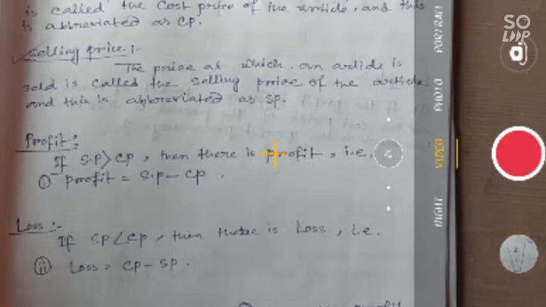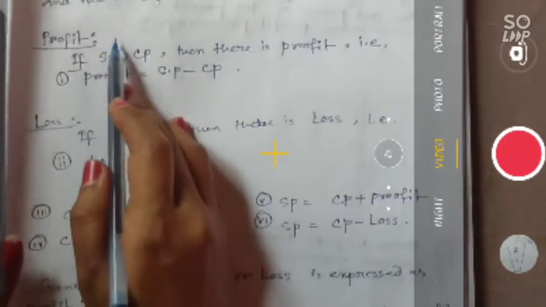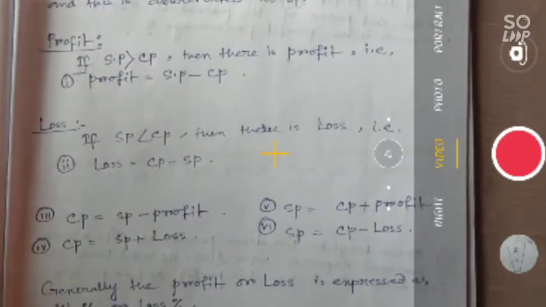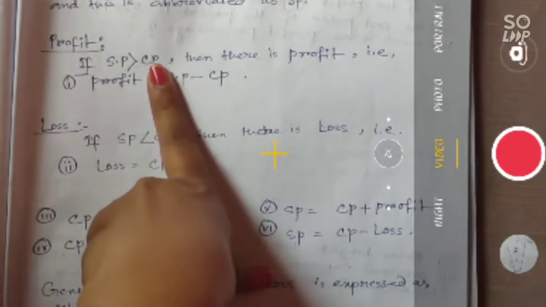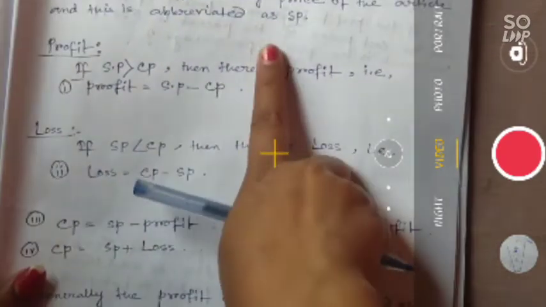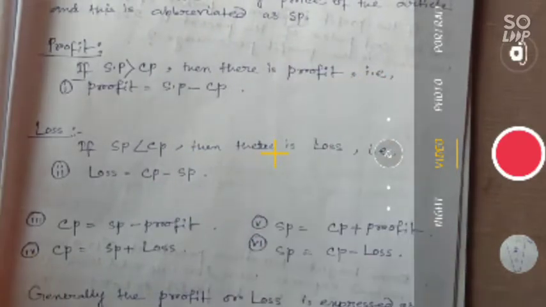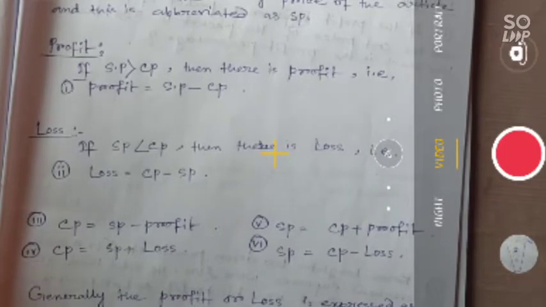Yes. So, what is profit? If SP, that means selling price, is more than cost price, if selling price is greater than cost price, then there will be profit. Okay? So when the selling price is more than the cost price, when we buy at a lower price and sell at a higher price, that will be profit.